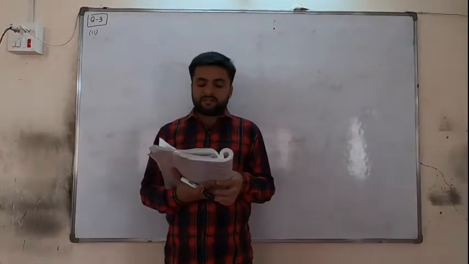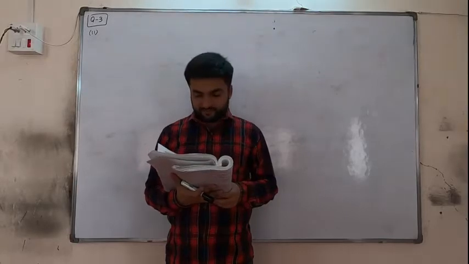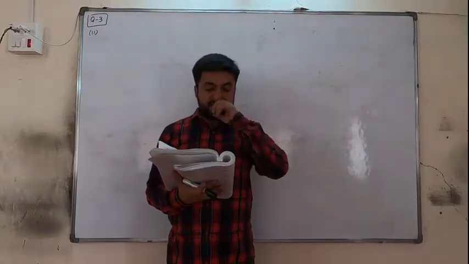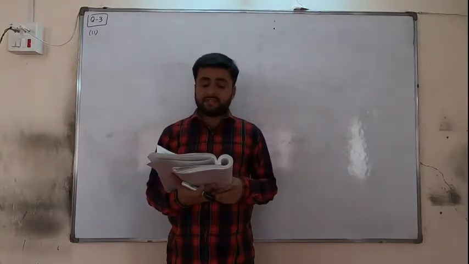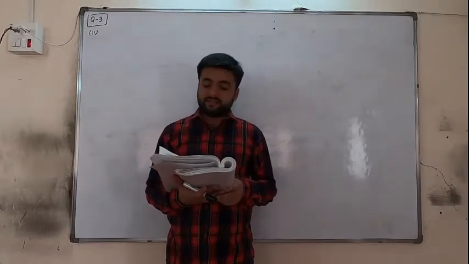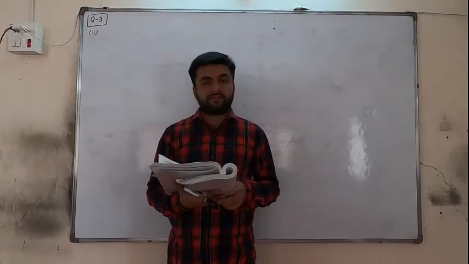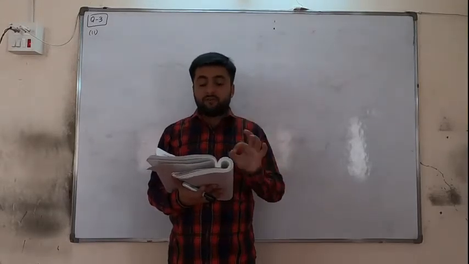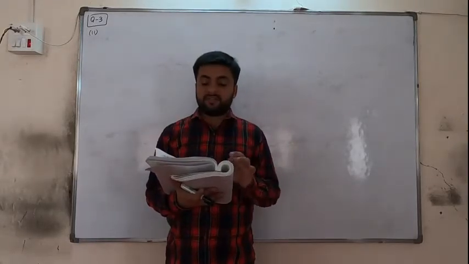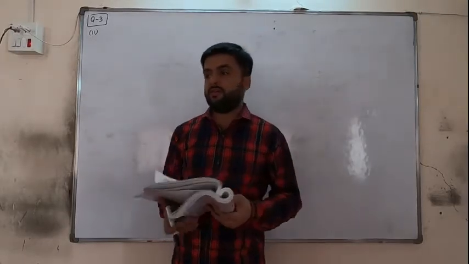A and B are partners sharing profit and loss in the ratio of 5 is to 3. They admitted C as a new partner. A sacrifices 30% of his share, B sacrifices 20% of his share in favor of C. Again, old ratio and fraction of sacrifice. Underline "of his share": 30% of his share, 20% of his share. Okay?